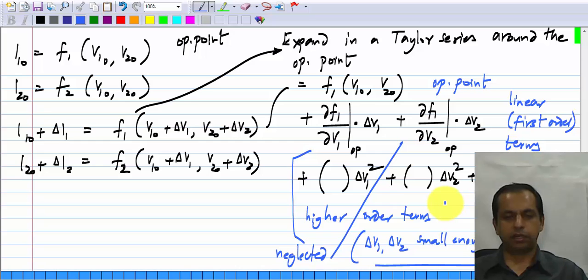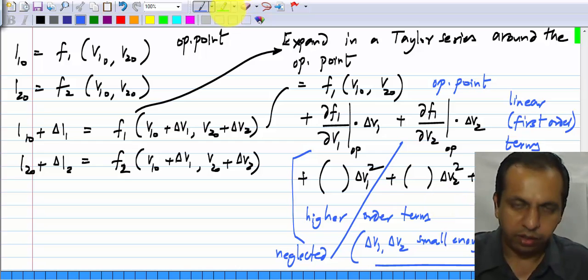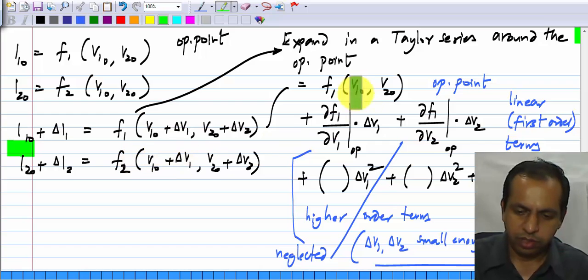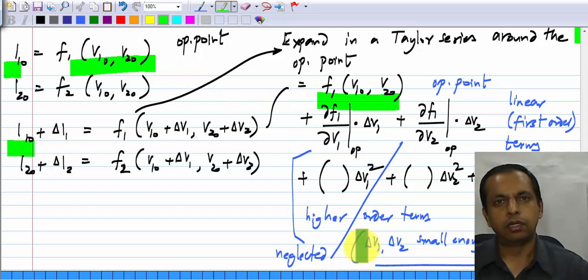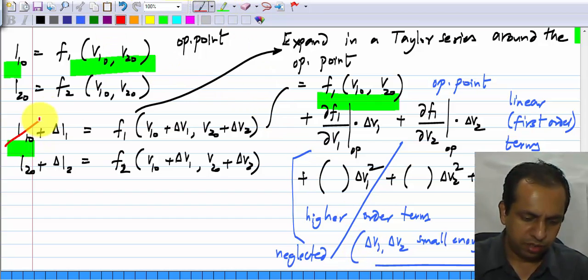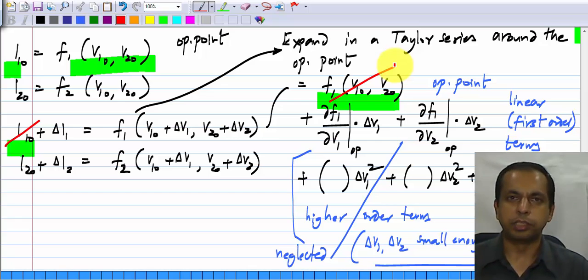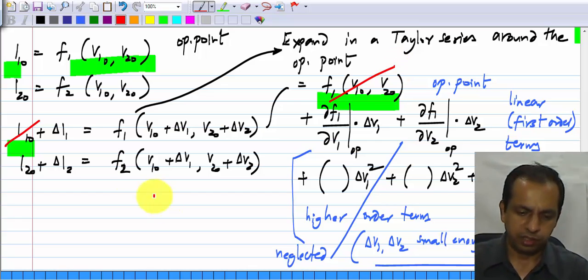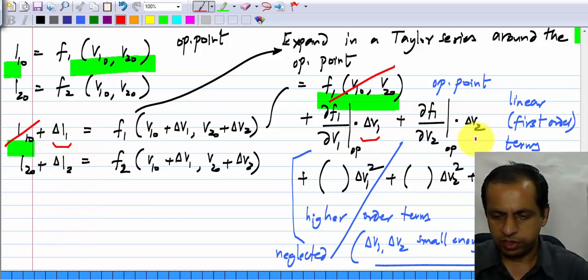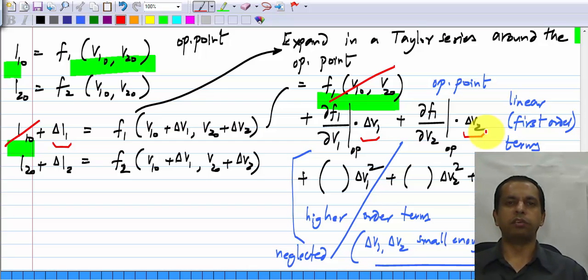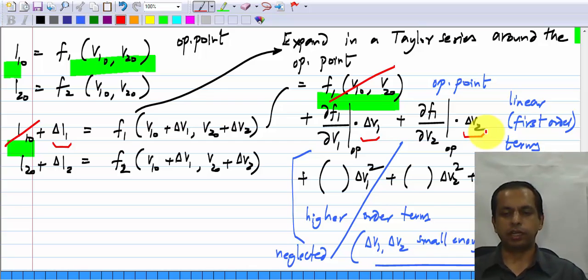Now, what do I do after neglecting them? I recognize that this I10 is nothing but F1 of V10, V20, because that comes from here. So, that part cancels from the two sides, and as before, as with the one port element, I have a relationship between the incremental quantities delta I1, delta V1 and delta V2. And what kind of relationship do I have? That is between delta I1 and delta V1 and delta V2, it is a linear combination. Delta I1 is nothing but a linear combination of delta V1 and delta V2.